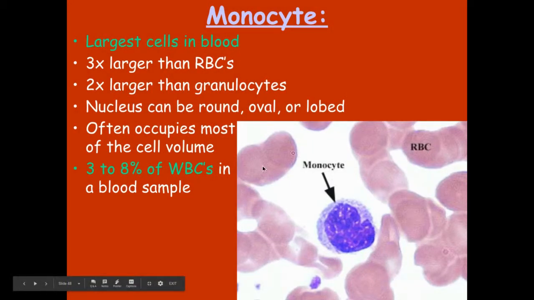The monocyte is the largest cell that would be found in the blood. It's about 3 times larger than a normal red blood cell and 2 times larger than other granulocytes. The nucleus of the monocyte can be round, oval, or lobed, so it just kind of has its own thing, but just know that it's really big. It often occupies most of the cell volume also. So the monocyte here, you can only see some of the cytoplasm. The rest of it is nucleus. Monocytes are going to make up 3 to 8% of the white blood cells in a blood sample.